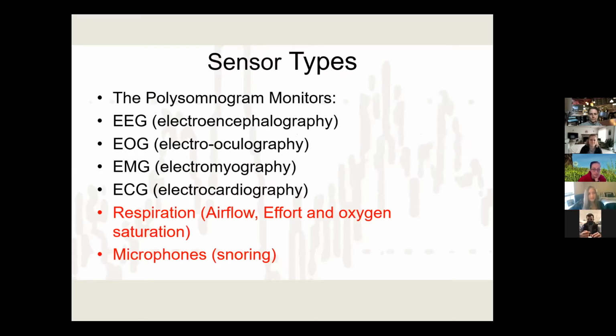So sensor types, we have a few different types. We have EEG, which measures the electrical signals from your brain. You have EOG, which measures your eye movements. Oculo stands for eyes. EMG measures muscle movements. In a normal PSG hookup, that'll be your chin muscles. And then ECG measures the electrical signals from your heart.